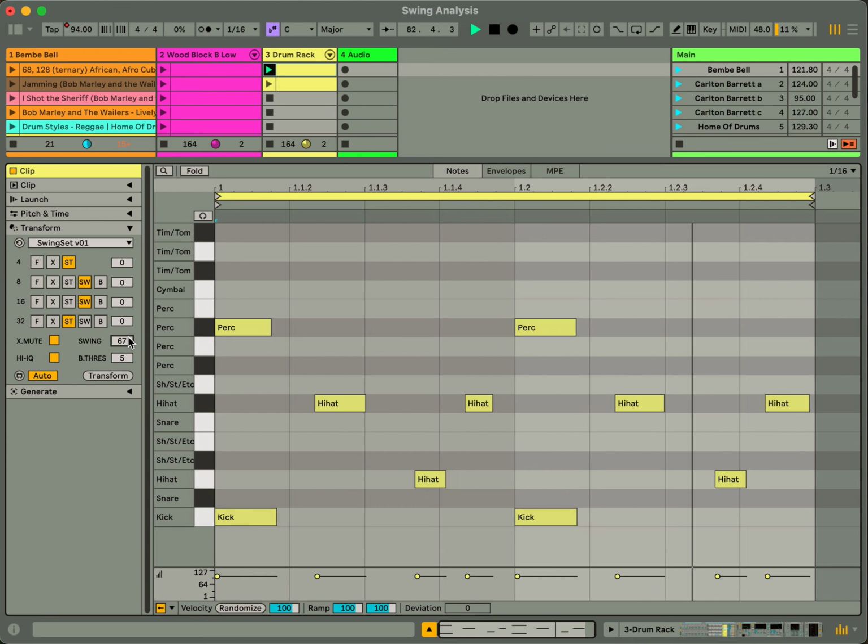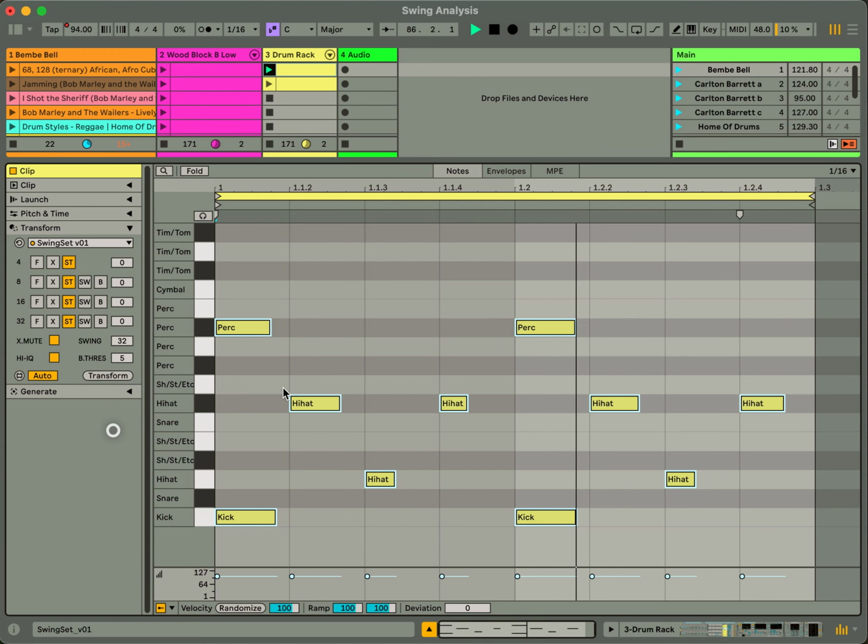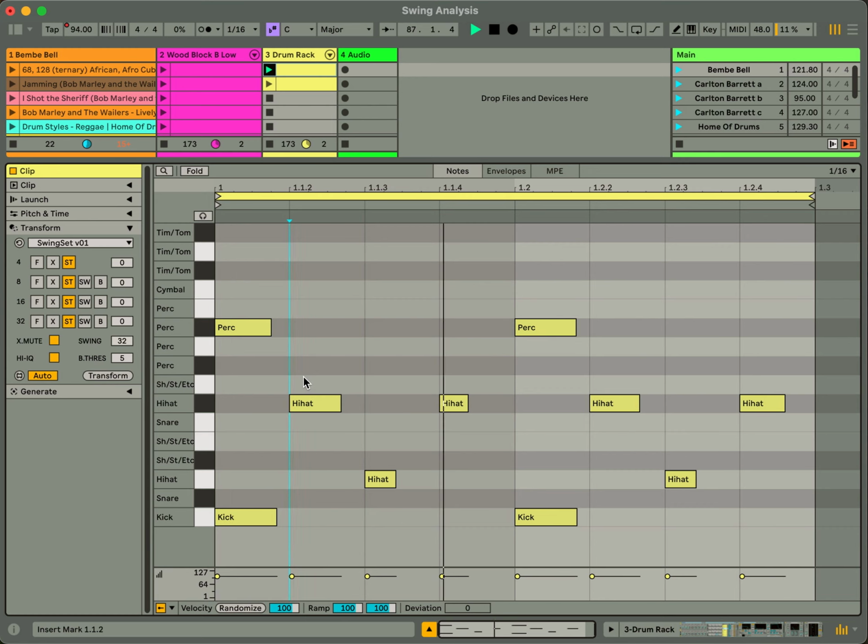Can it change the swing? We're at 67. Let's try going down to 32. Yes, it can. Can it de-swing? Can it take all the swing away? Yes, it can. So that third point again was that a professional grade swing quantizing system is compatible with how real musicians play with swing.